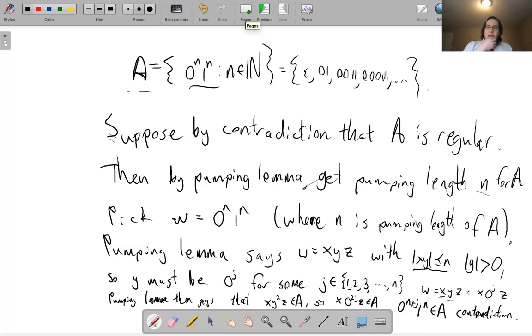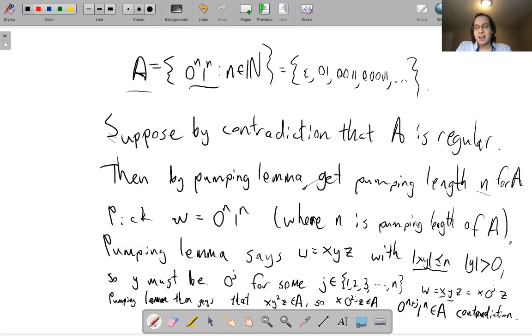There are other examples in the notes. The idea is that we always assume by contradiction that A is regular. Therefore, the pumping lemma gives us a pumping length. Then we pick a string W that depends on the pumping length. Generally, W has to be in A, but we want to pick W to be just barely in A. So in general, if you had an option of which W to pick, first of all, you want to pick W.